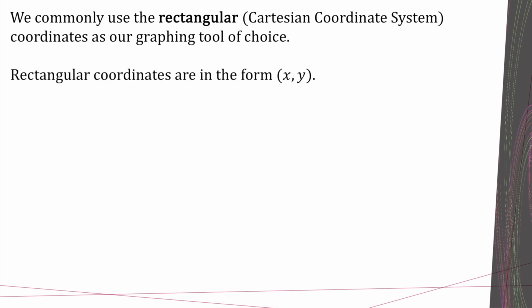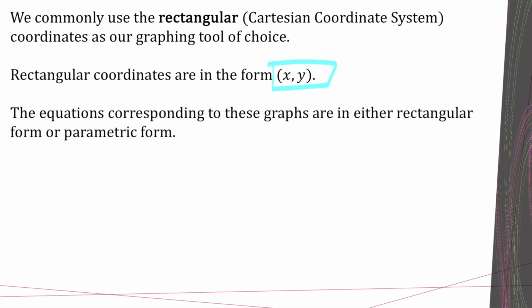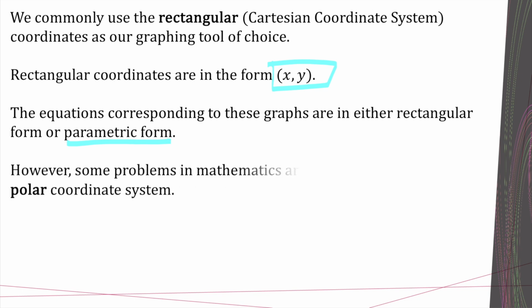We commonly use the rectangular or Cartesian coordinate system as our graphing tool of choice. Rectangular coordinates, what you're used to, are in the form of x, y. The equations corresponding to these graphs are either in rectangular form or, as we've been learning, parametric form. However, there are some problems in mathematics that are easier to analyze in a polar coordinate system.